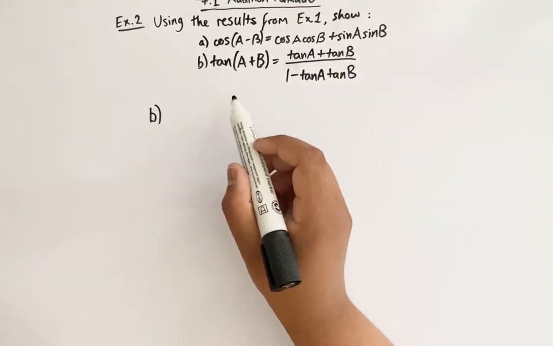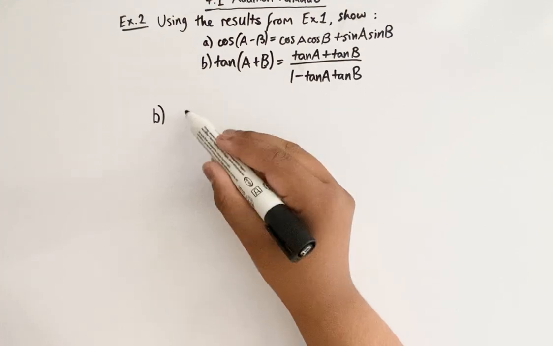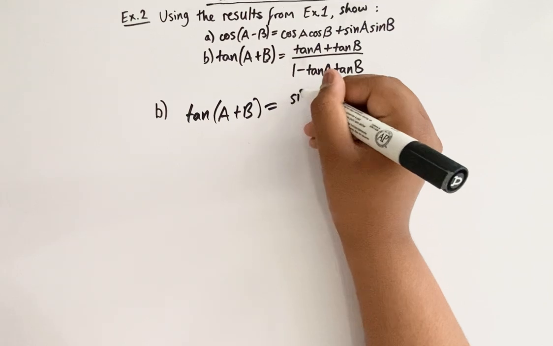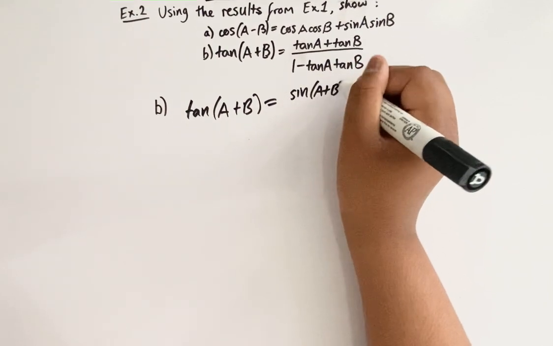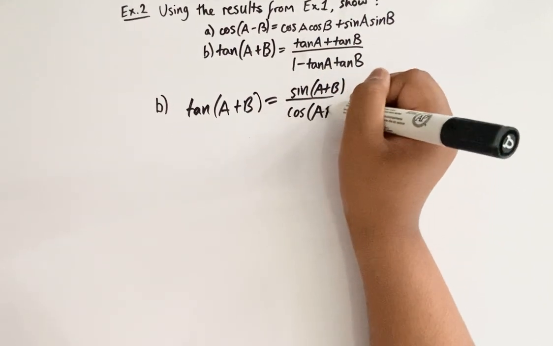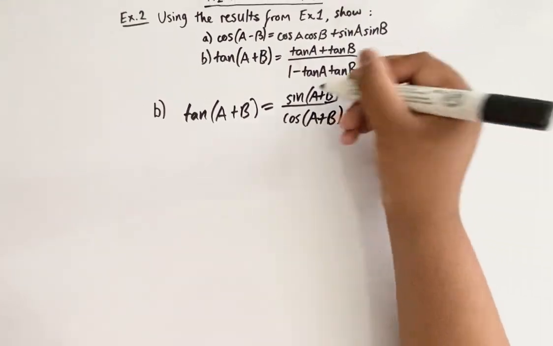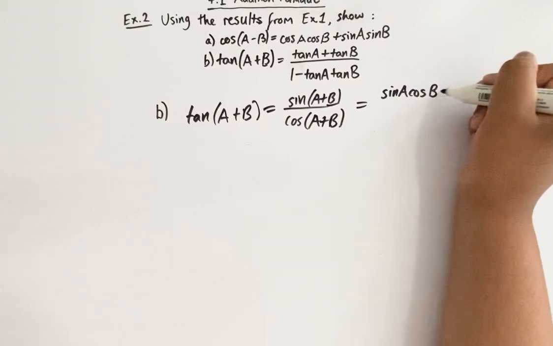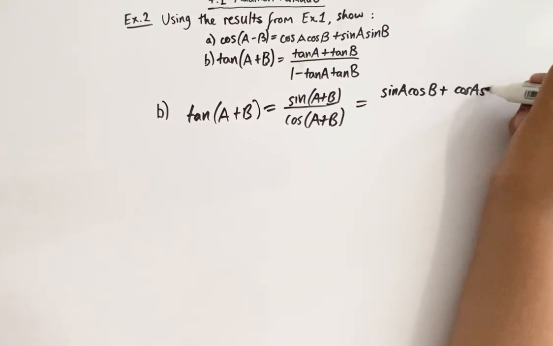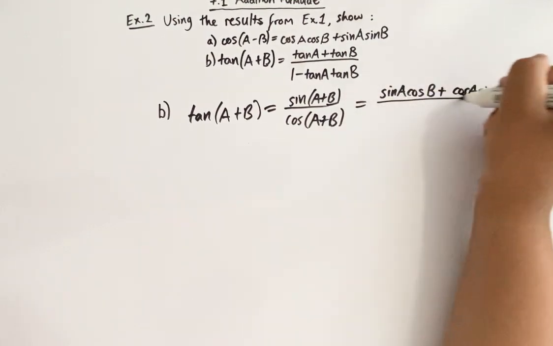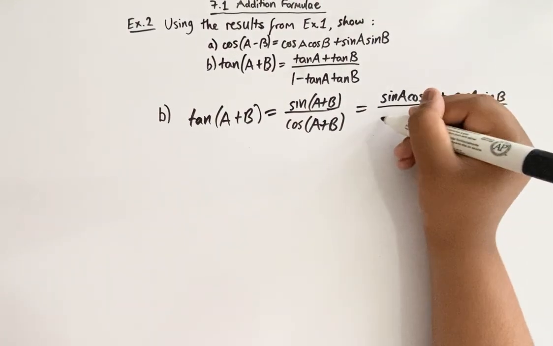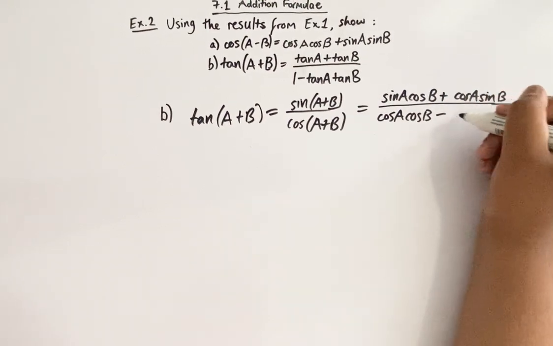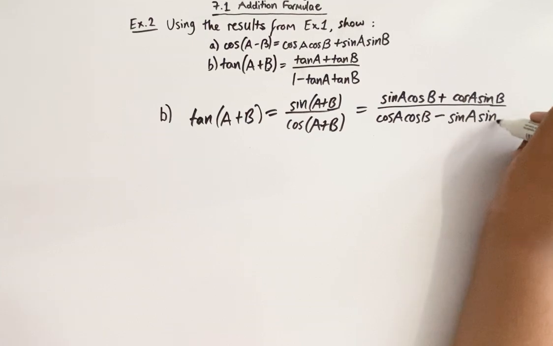For part b, we know that tan is the same as sine over cos. So tan of a plus b is equal to sine of a plus b over cos of a plus b. And using the addition formula, sine of a plus b is sine a cos b plus cos a sine b, over cos of a plus b, which is cos a cos b minus sine a sine b.